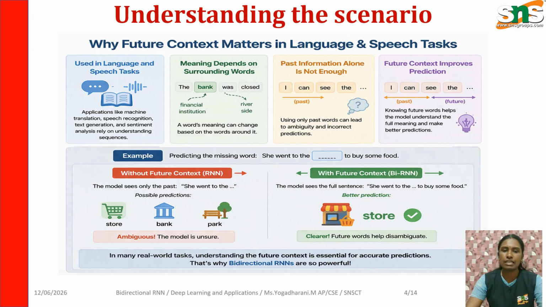In this slide, let us consider a practical problem. Suppose we are building a language translation system. A traditional RNN reads words only from left to right. While processing the current word, it only knows the previous words. It does not know what word will appear next. This limitation can lead to incorrect interpretation. For example, "I saw a bat." Here, bat could mean a cricket bat or an animal. So the future word helps determine the correct meaning.